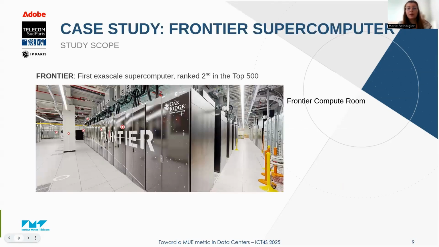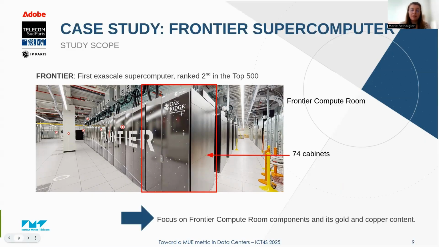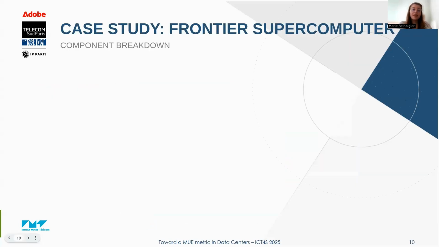So let's focus on our case study, which is the FranceA supercomputer. FranceA is the first supercomputer that could reach exascale and is currently ranked second in the top 500 of the most powerful supercomputers in the world. Here you have a picture of the FranceA compute room composed of 74 cabinets. And in the context of this study, we focus only on the compute room and on the gold and copper content, even though lots of other materials should be followed at some point.